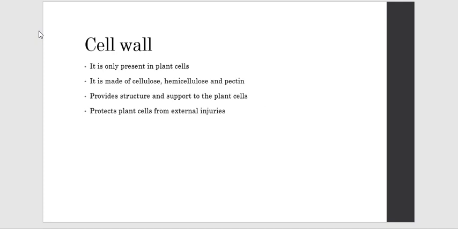Cell wall. Cell wall is only present in the plant cells. It is made up of cellulose, hemicellulose, and pectin. It provides structure and support to the plant cells. Its function is just to provide support and a particular structure to the plant cell, nothing else. It protects the plant cells from external injuries, as it supports its structure so that it will protect it from the external environment as well.